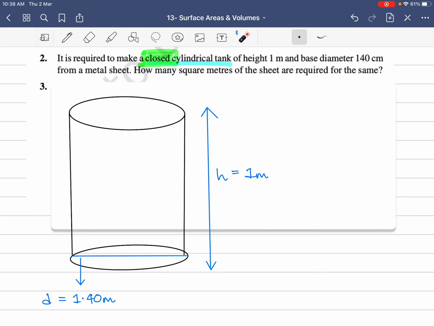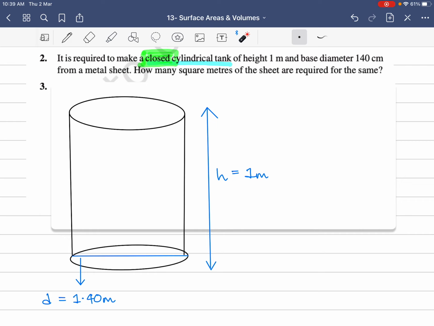There could be a question where they will ask you about an open cylindrical tank. In that case, the top will be open and only the base will be there, and thus the total curved surface area of the cylinder will be different. So depending on the question and what exact three-dimensional figure they are trying to portray, we have to change our formula for calculating the curved surface area or the total curved surface area.